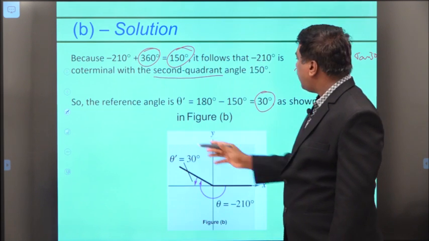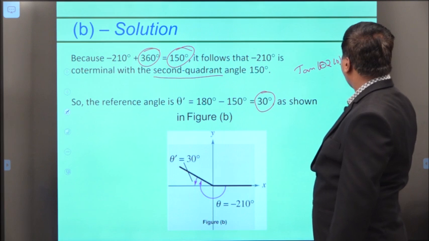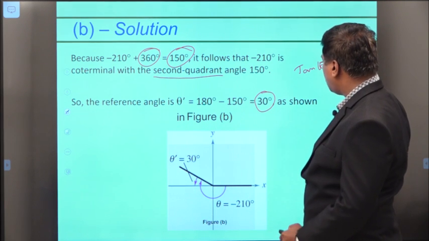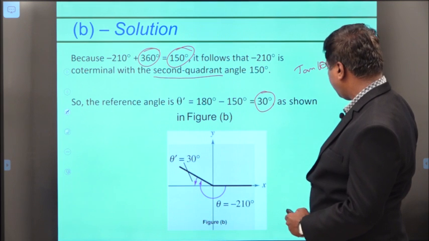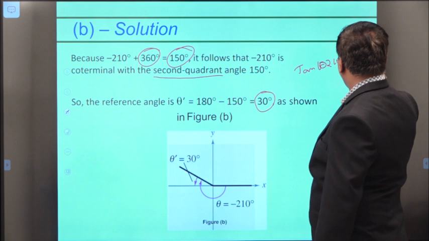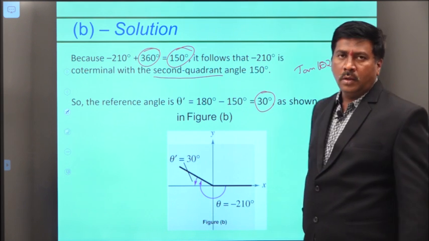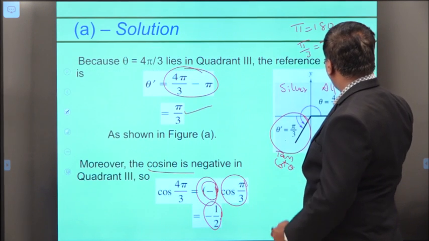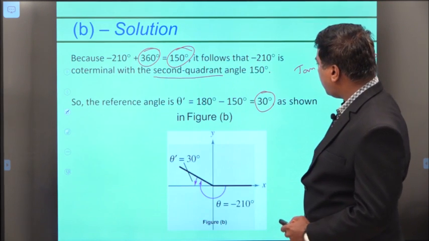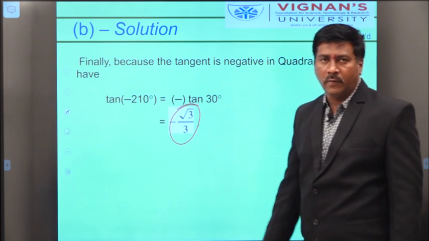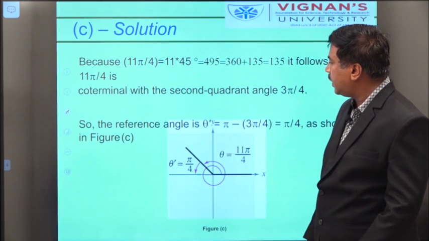That means tan of minus value is minus of tan 30. So tan 30 value is 1 by root 3, so this is equal to minus of 1 by root 3. Multiplying and dividing with root 3, you will automatically get minus of root 3 by 3. Likewise, you have to evaluate tan of minus 210 degrees.